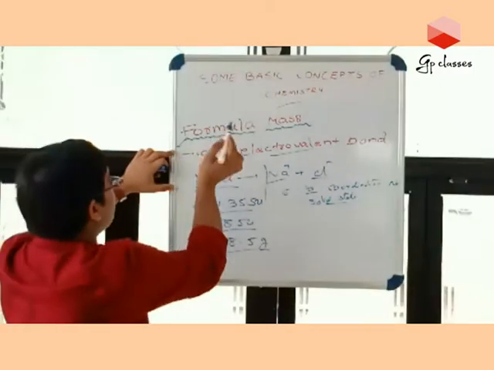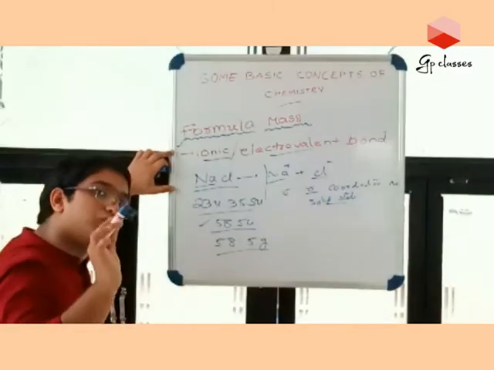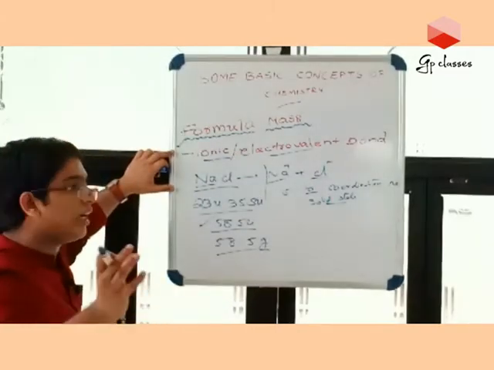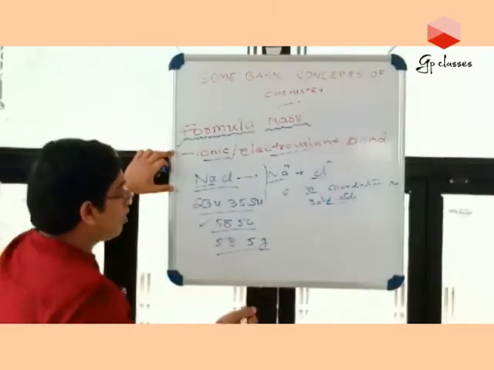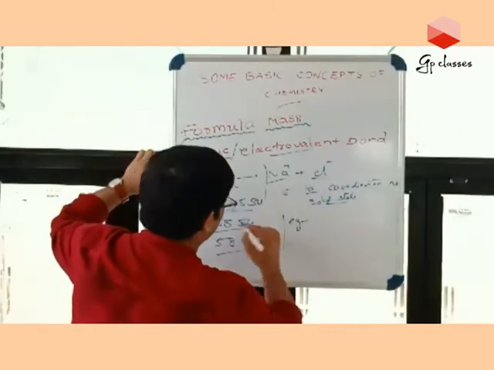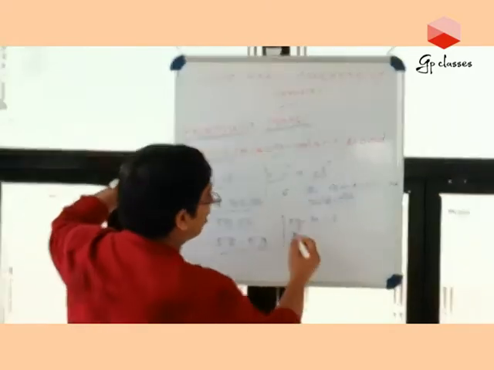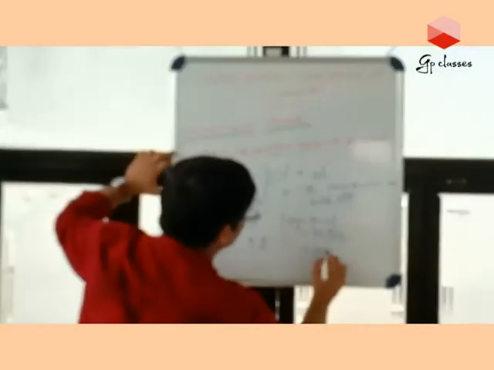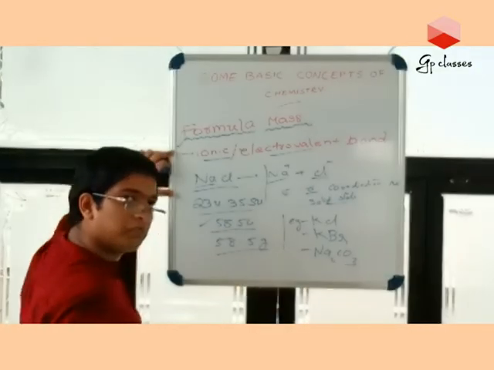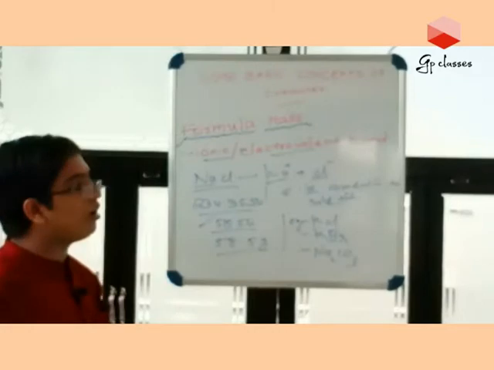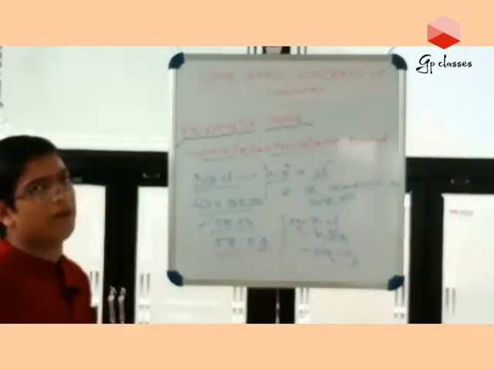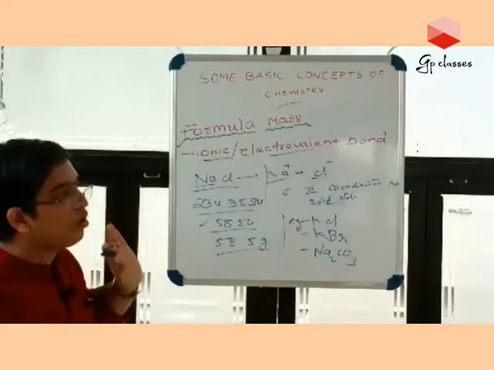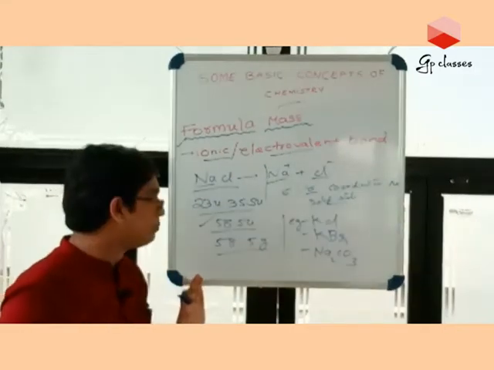So in what situation do we use formula mass? We use formula mass in case of ionic or electrovalent bonds, that is basically ionic compounds. I will give some examples. We can use it for NaCl, for KCl, that is potassium chloride, for potassium bromide, and for Na2CO3, sodium carbonate. So these compounds are ionic, so we can calculate formula mass. They are basically molecular mass, but of ionic compounds. Okay, you got the concept?